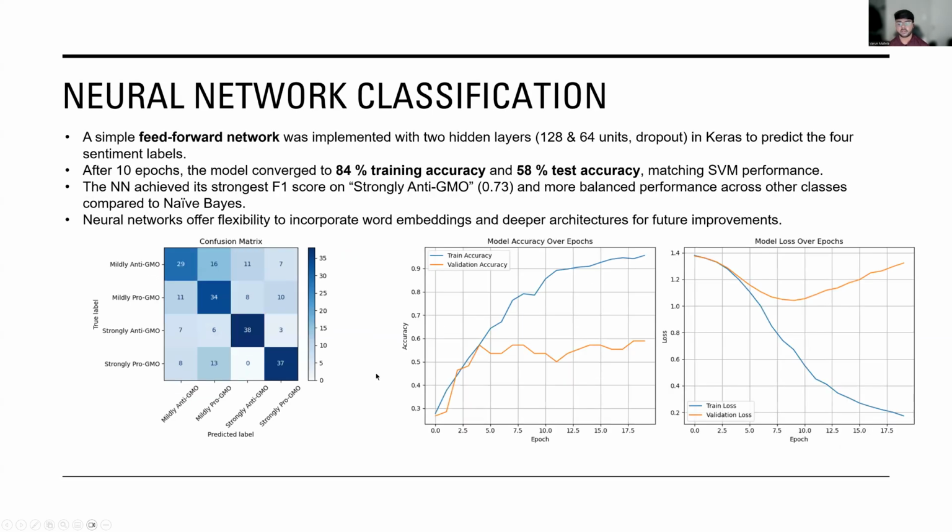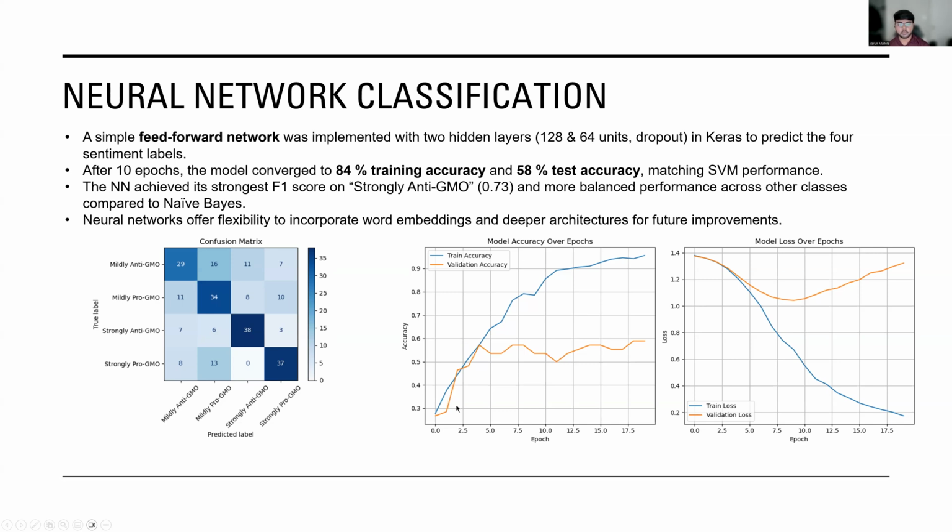Now moving on to the final method which I used, neural network classification. For the neural network, I have used a simple feed-forward network, implemented with two hidden layers in Keras, to predict the four different sentiment class labels. We can see that we have achieved an accuracy of around 58% here.